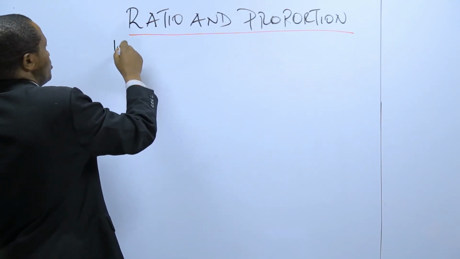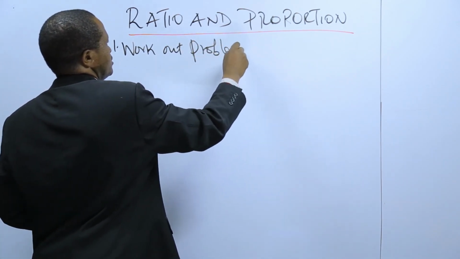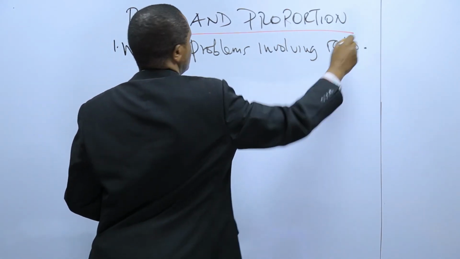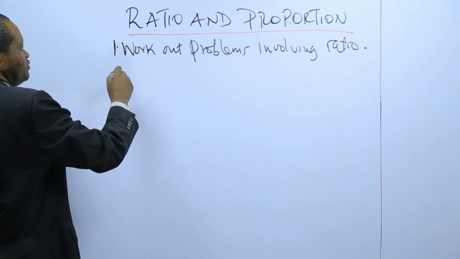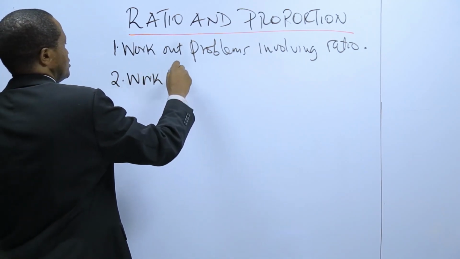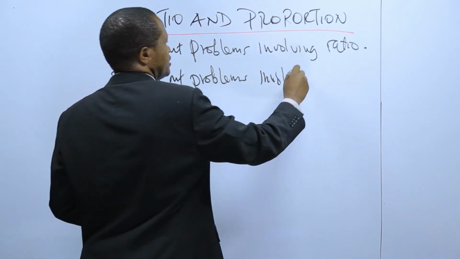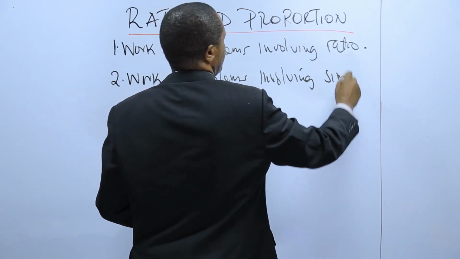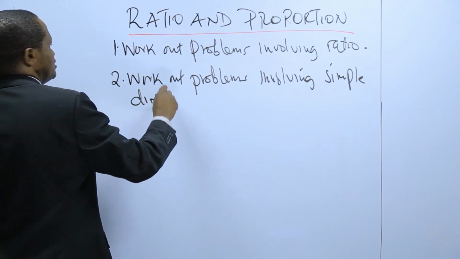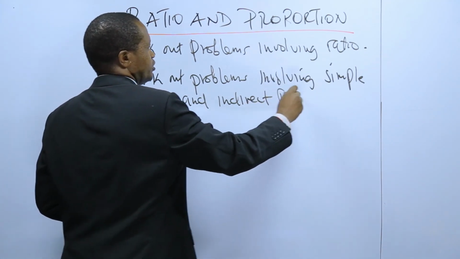One, work out problems involving ratio. The second objective: by the end of this unit, you should be able to work out problems involving simple direct and indirect proportion.